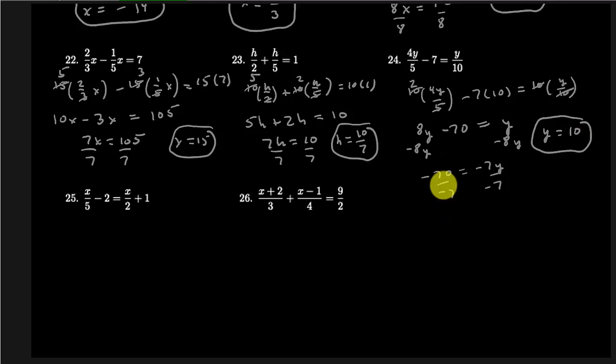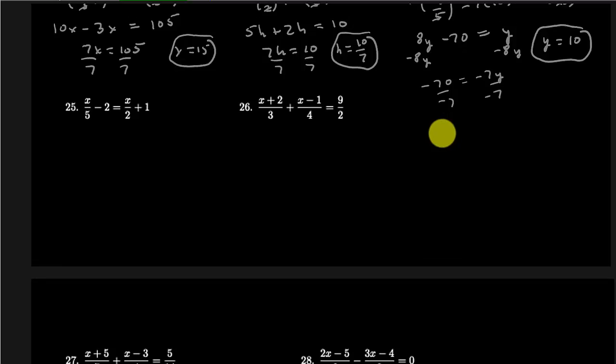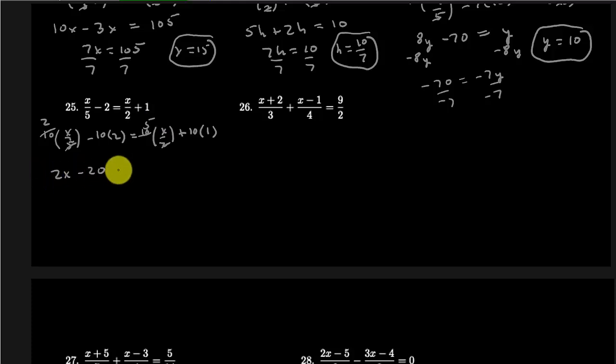All right, we're moving along. All right, so here, common denominator is 10. Multiply everything through by the common denominator. 10 times x over 5 minus 10 times 2 equals 10 times x over 2 plus 10 times 1. And so the 10 and the 5 cancel. I'm left with 2. Here the 2 and the 10 cancel, so I'm left with a 5. And so that's 2x minus 20 equals 5x plus 10.